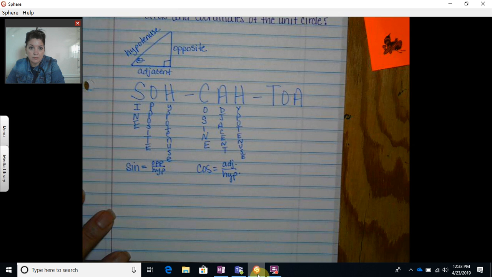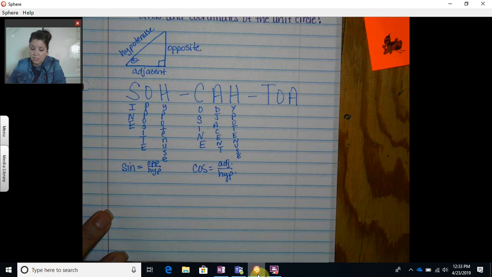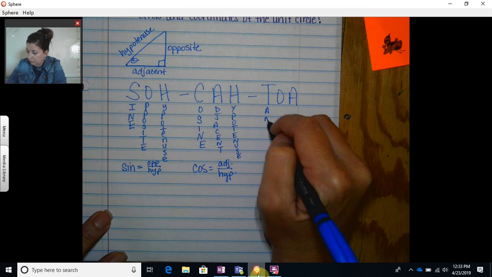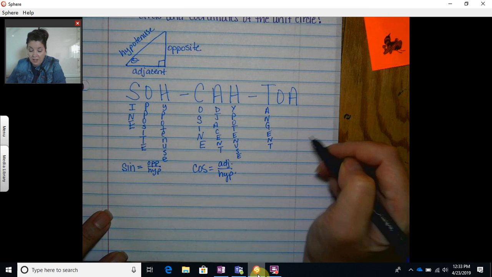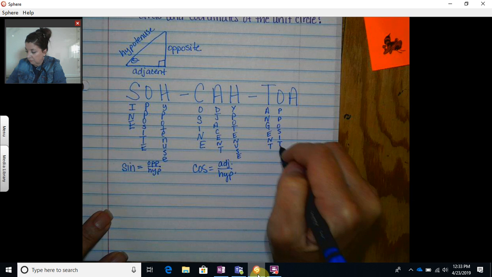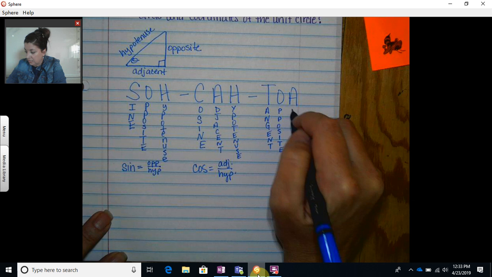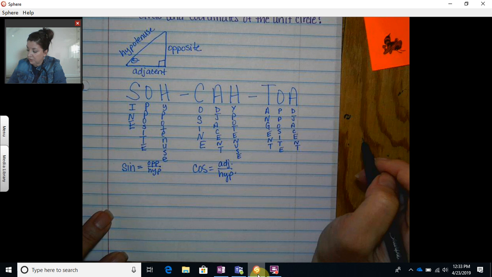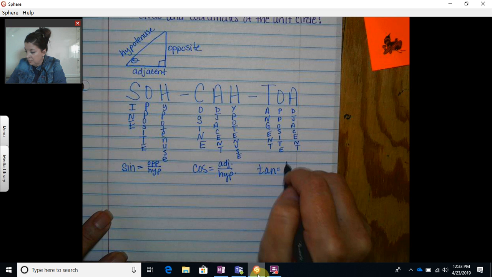TOA. SOHCAHTOA. The T stands for tangent. To find the tangent of theta, you take the length of the opposite side and put it over the length of the adjacent side. The abbreviation for tangent is TAN. So to find the tangent of angle theta, you take the opposite side over the adjacent side.